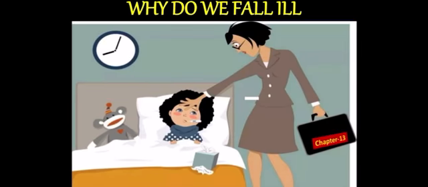We are doing chapter number 13, Why Do We Fall Ill? In this chapter we have learnt about health, disease and types of diseases, acute and chronic, infectious and non-infectious disease. Now we will learn about the means of spread. The question arises: how do infectious diseases spread?